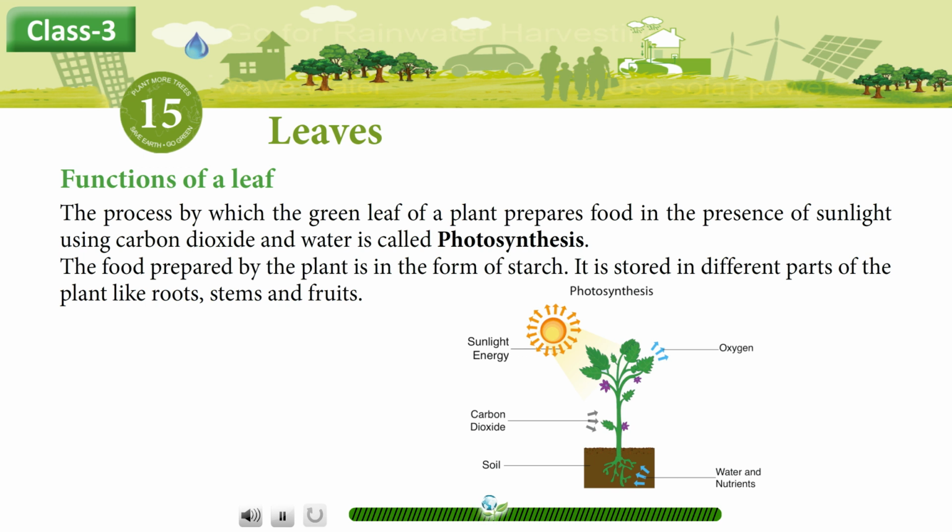The food prepared by the plant is in the form of starch. It is stored in different parts of the plant like roots, stems and fruits. Photosynthesis: sunlight, energy, oxygen, carbon dioxide, soil, water and nutrients.